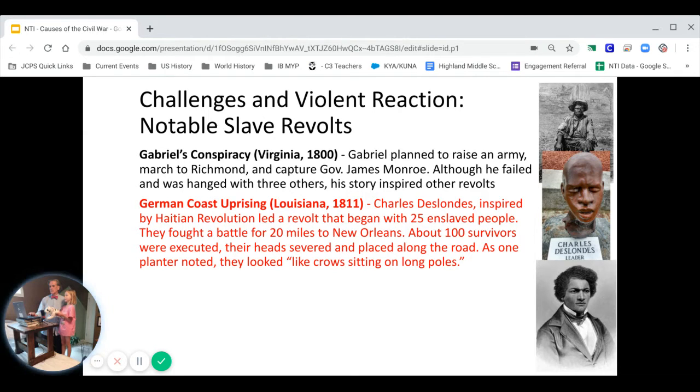On the way, they picked up other enslaved people. There was a long row of plantations, and they picked up people to support them on the way.